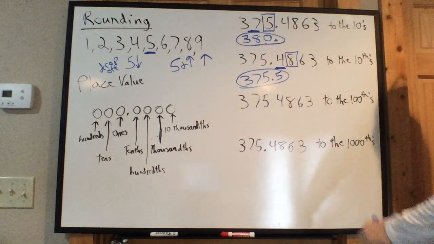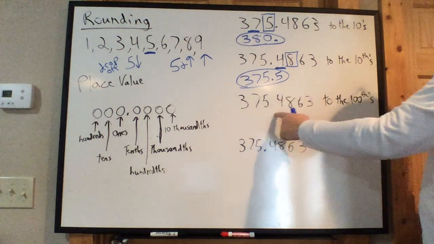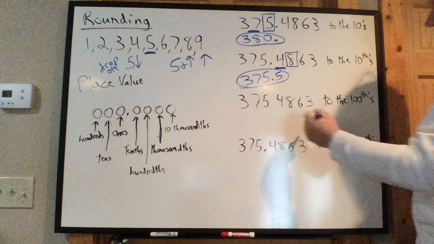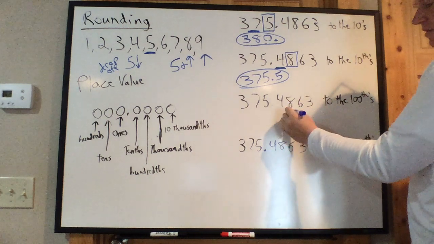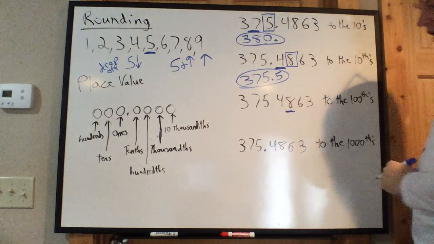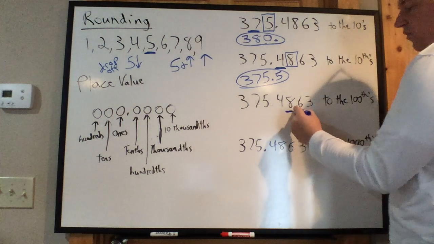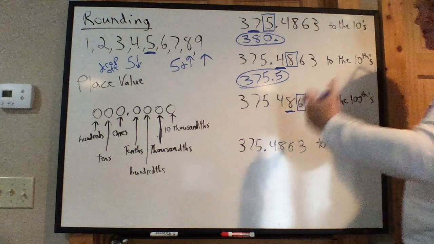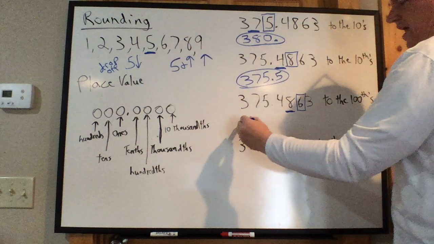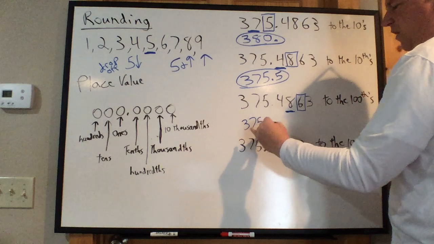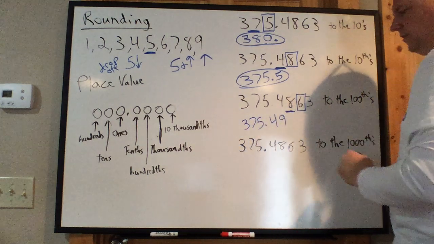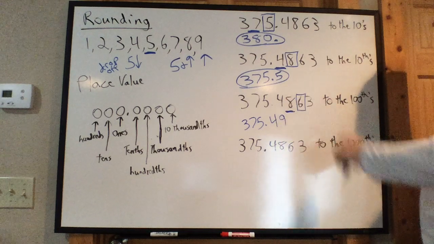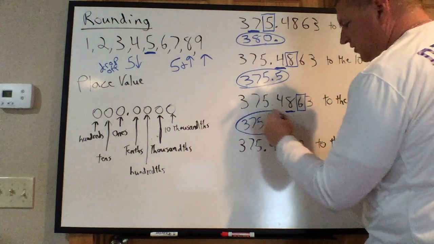Our third example: 375.4863 to the hundredths. Tenths, hundredths. So that's the 8. The number that really matters to me is the number just to the right of it, which is the 6. 6 is greater than 5. So we have 375.49. The 6 turns the 8 into a 9, and the rest of it drops off. That gives me my final answer.